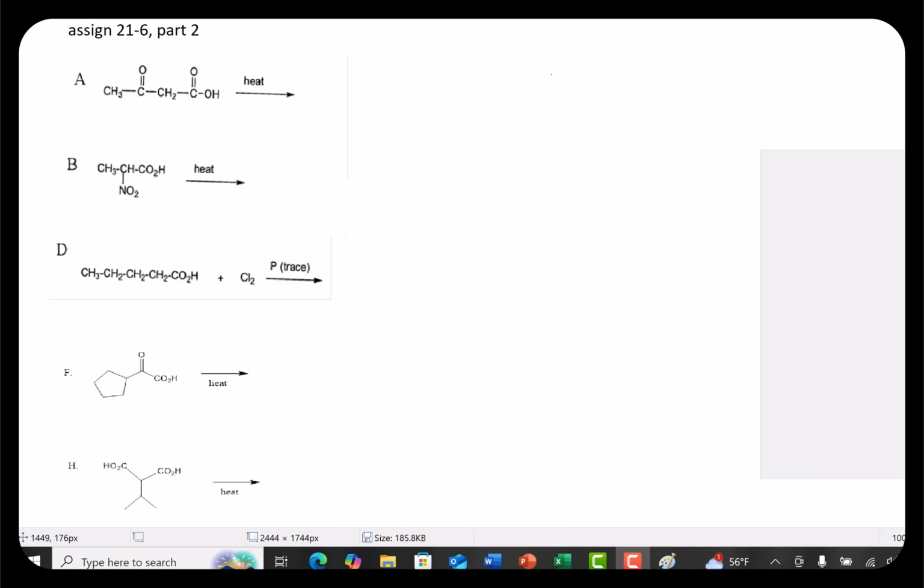All right, now, looking over the reactions here, it looks like the reactant is a carboxylic acid in every case. A, B, F, H have heat, no other reactant. And what is apparently happening is the heat itself provides sufficient energy to make the reaction happen. The carboxylic acid is a single molecule reactant. What could that be? Well, decarboxylation. We talked about that in the intro.